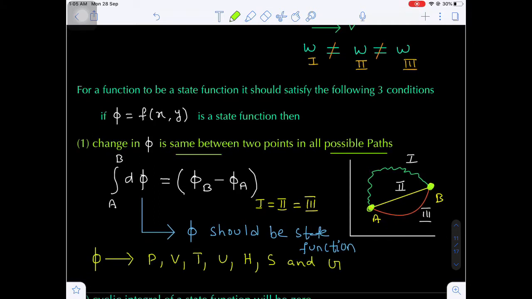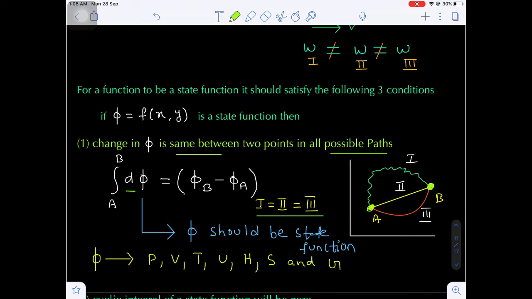Now, what I am doing here is taking the integral from A to B of d phi. That will be equal to phi, with upper limit B and lower limit A. So that's why I am writing phi B minus phi A, and these values will remain the same in the three paths. If you calculate phi B minus phi A in path 1, path 2 or path 3, you will get the same value. That's why it is called what?